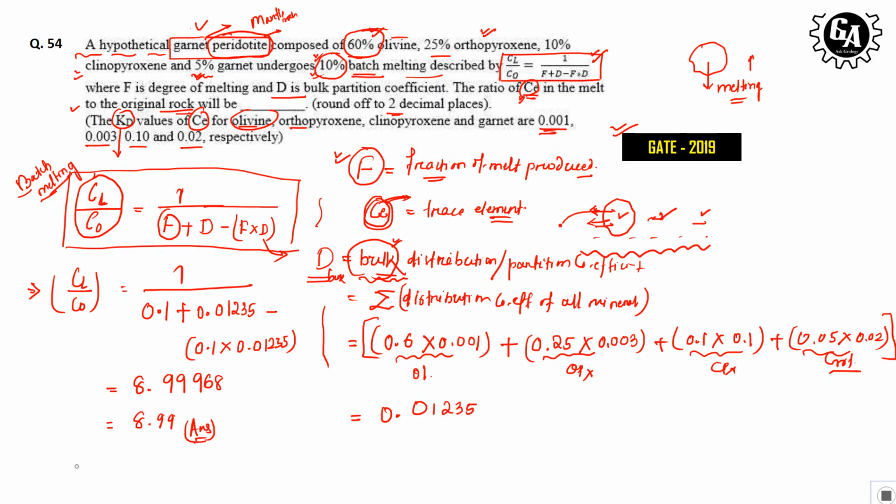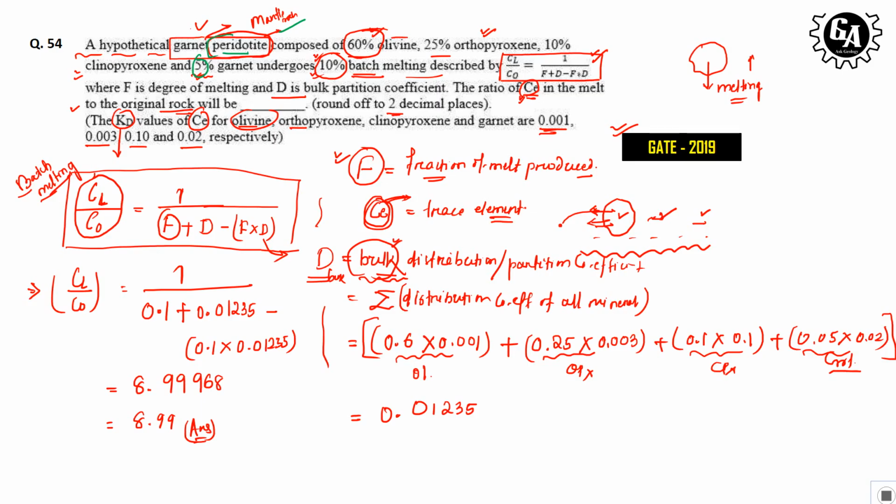Some information about this garnet peridotite. First thing, peridotite is a mantle rock, and this peridotite contains olivine and pyroxene, both OPX and CPX are present, and if it is garnet peridotite, it also contains garnet. Okay, and the concept of bulk distribution coefficient and the concept of distribution coefficient.